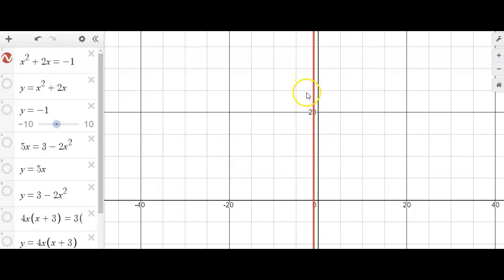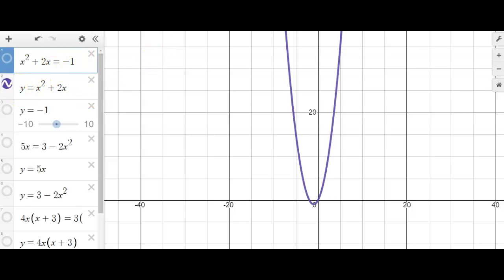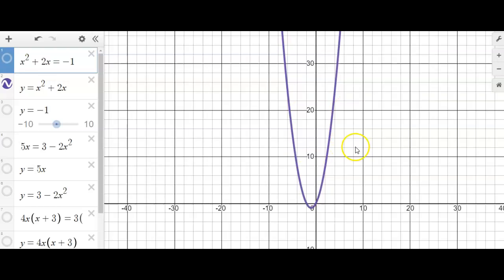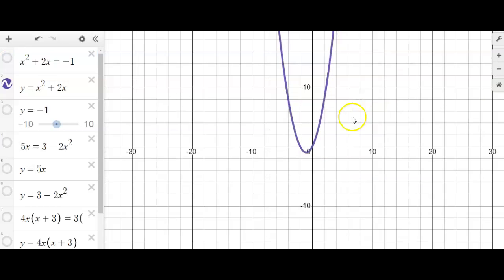So this straight line here represents what the answer is, the x value of this straight line. And our answer should come out to -1. So let's just make that go away. And we're going to graph both sides of this equation. So our first one here will be y equals x squared plus 2x. And then we're going to graph y equals -1. So the first one will give us our quadratic that we were expecting. And let's zoom in just a little on this one. And then we'll graph our second one here.